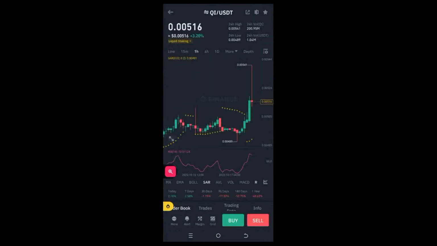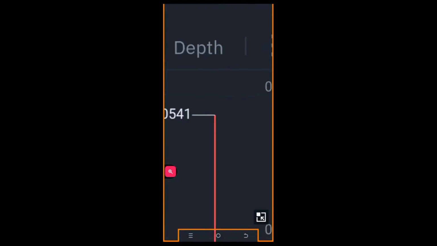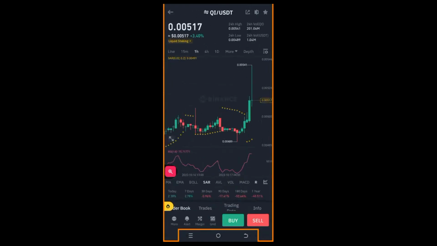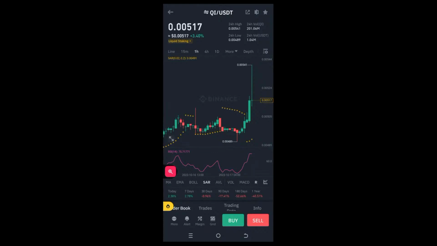Take care. Wow! Can you see how QIUSDT ran all the way to 0.0541? This trade, wow, I've been in it for 8 days. Eight days. Oh my God.